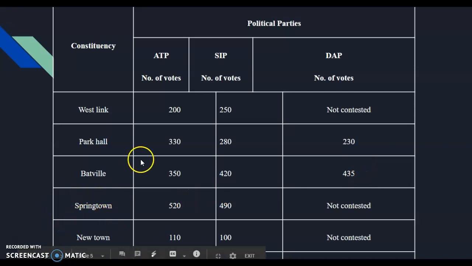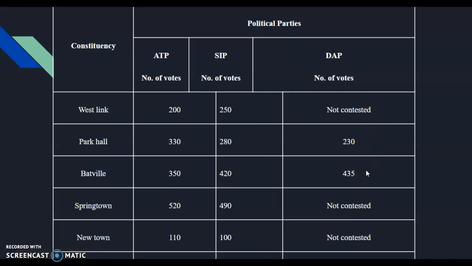Let us look at the constituency of Springtown. Who would have won this? If you said ATP, you are correct. So far, ATP now has two seats. SIP has one and DAP has one. Now the last constituency of Newtown, we have 110, 100, not contested. Who would have won? ATP again. So far, ATP wins the constituency of Newtown, the constituency of Springtown, and the constituency of Park Hall. So ATP has 3 seats, SIP has 1 seat, and DAP has 1 seat.